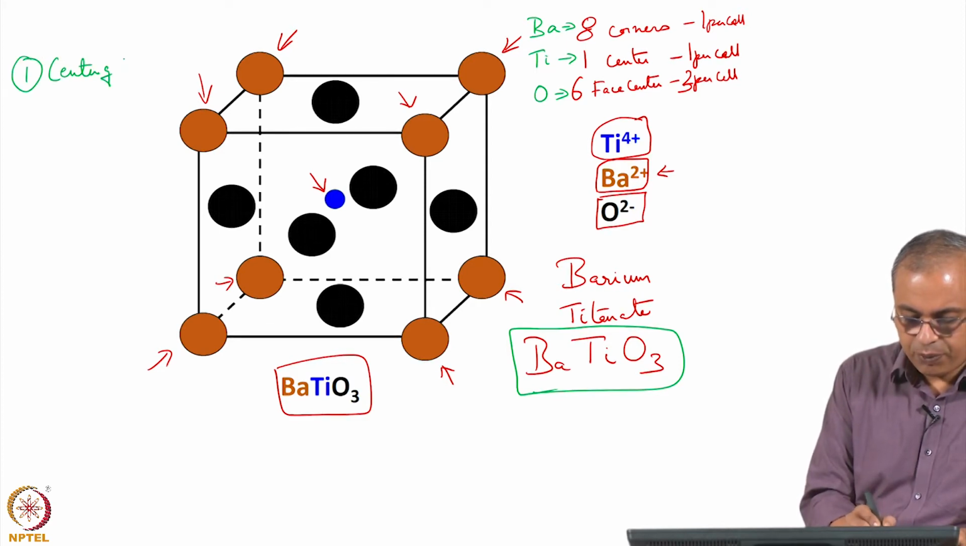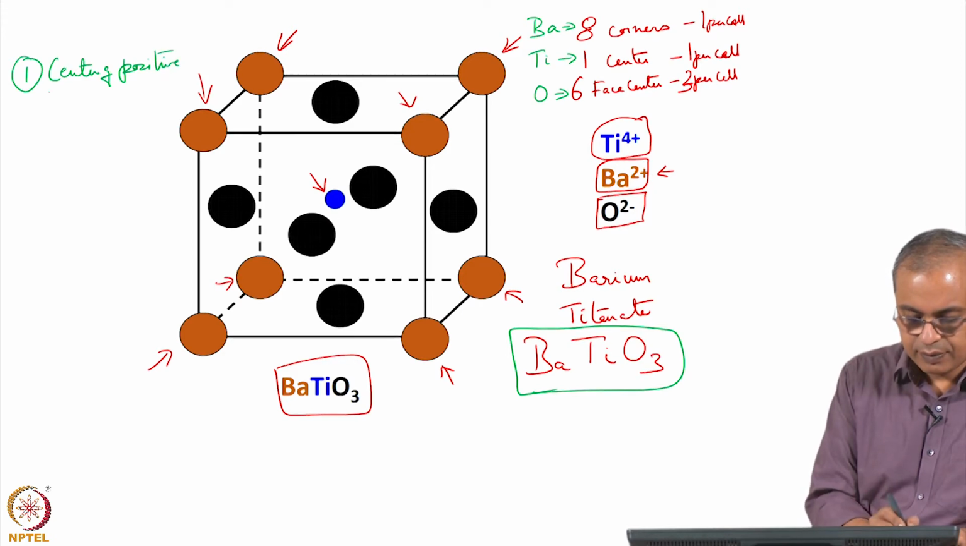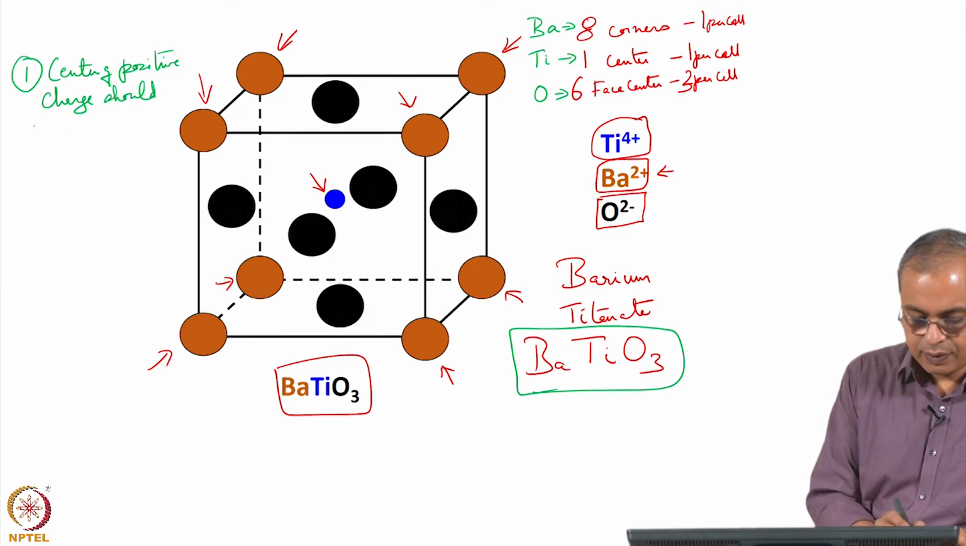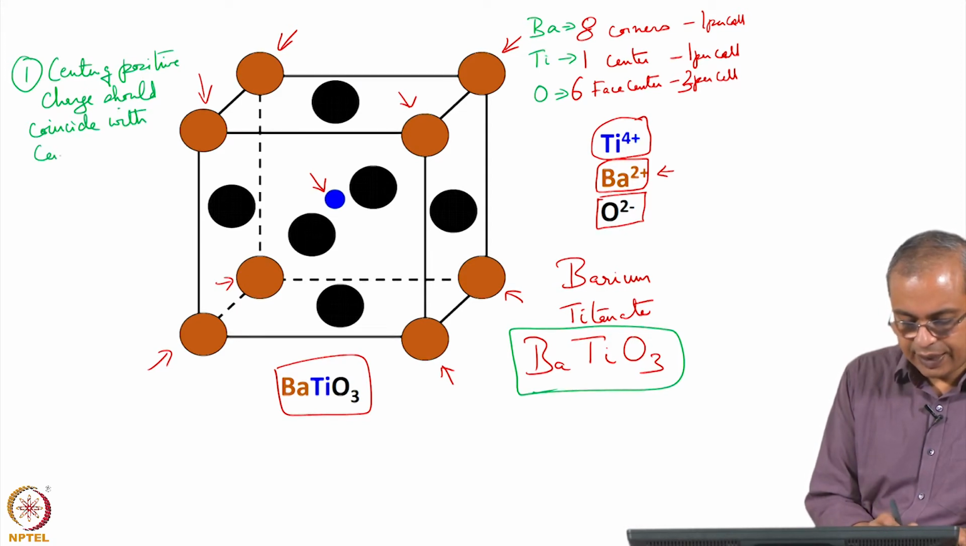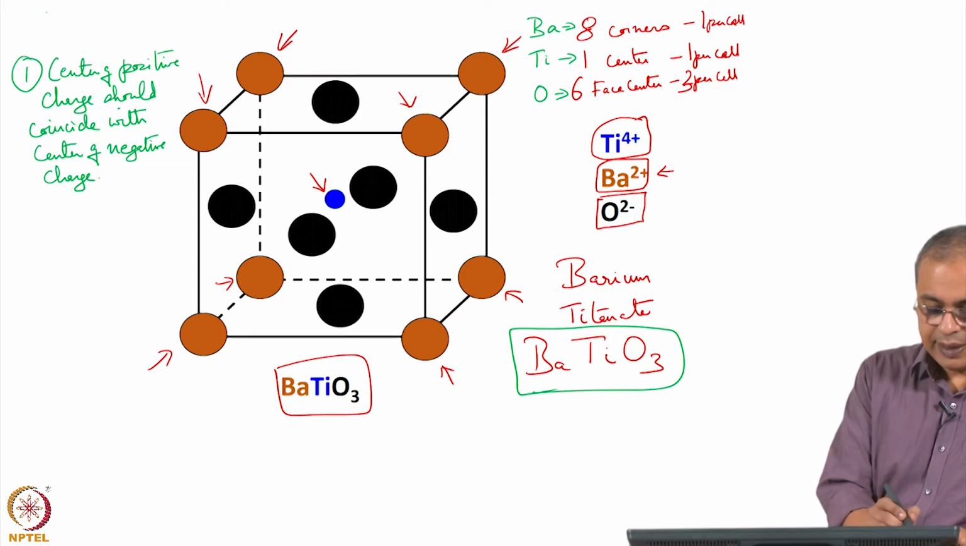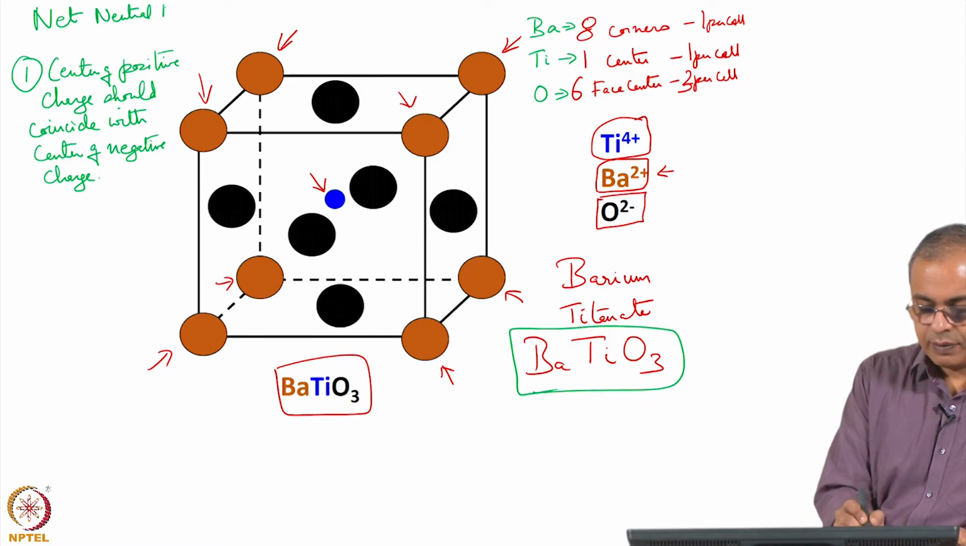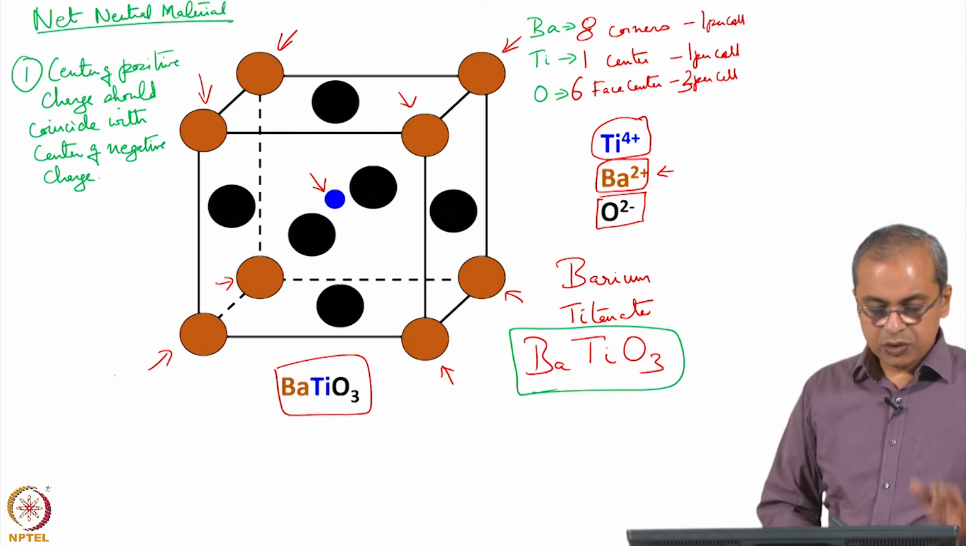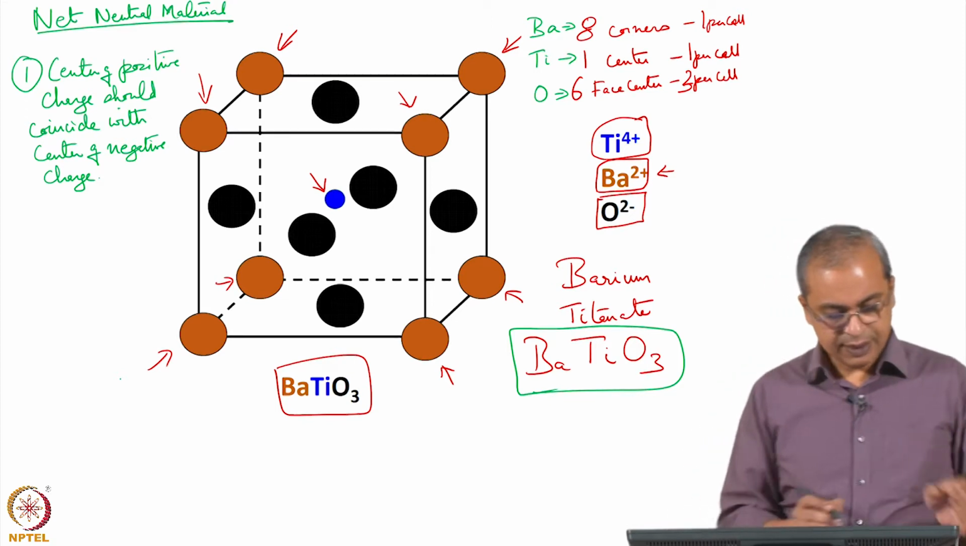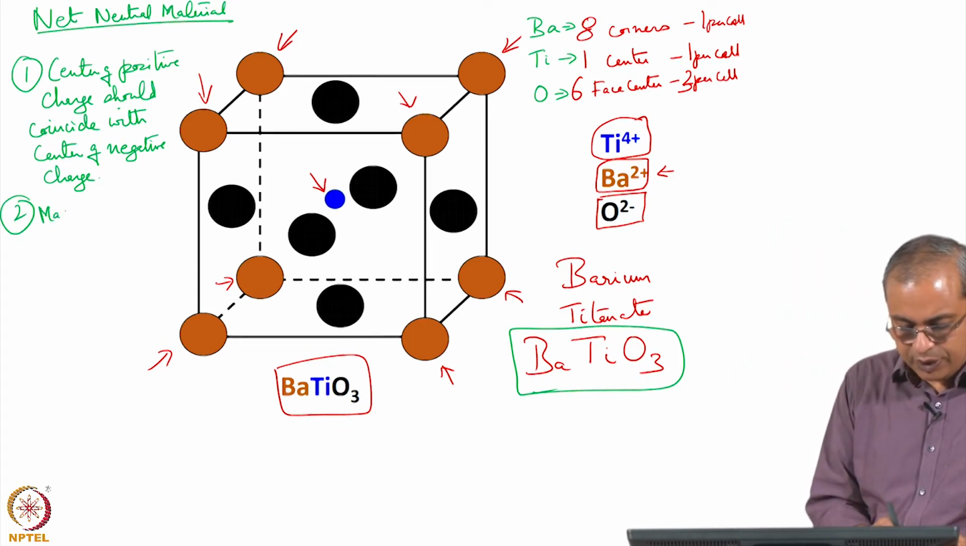So, the center of positive charge should coincide with the center of negative charge. This is for a net neutral material, which is what, like I said, most materials are. So, the center of positive charge should coincide with the center of negative charge, and the magnitude of positive charge should coincide with the magnitude of negative charge.